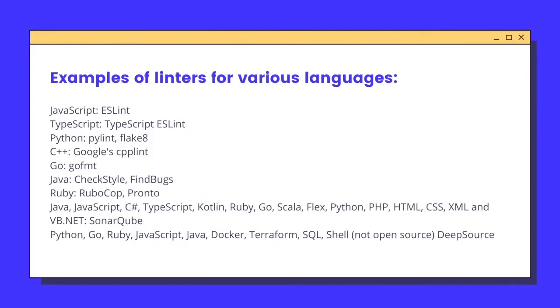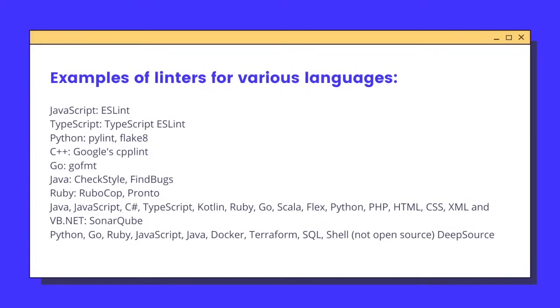So some examples of linters for many programming languages. JavaScript, the standard as of 2021, is ESLint. TypeScript also now uses ESLint. Python uses PyLint and Flake8. C++ is much more subjective, but a common choice is Google's cpplint from the Google style guide mentioned above. Go comes with a formatter called gofmt, which acts somewhat like a linter, although there are additional libraries available for rules beyond that. Java has Checkstyle and FindBugs. Maybe older options, but there's a lot of choices for languages like Java. And Ruby has RuboCop and Pronto, which we've seen users commonly use.